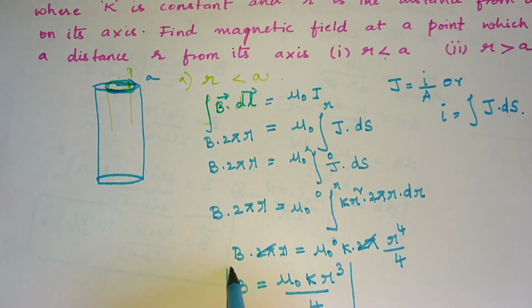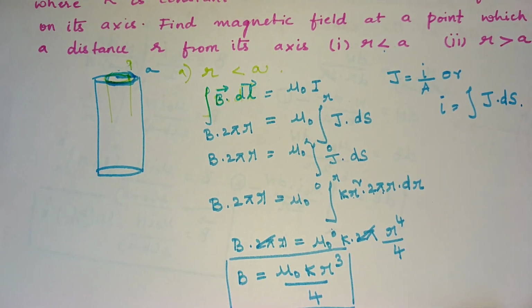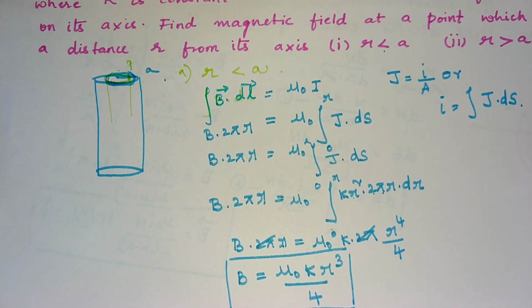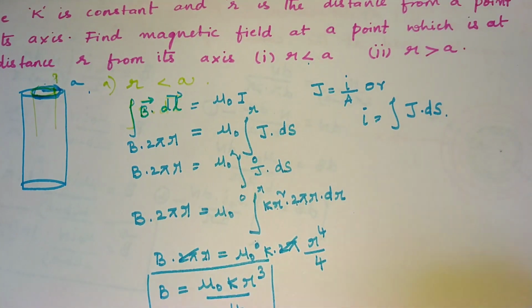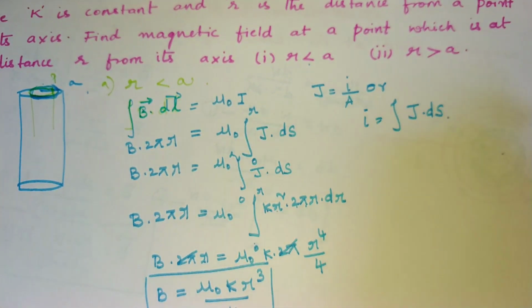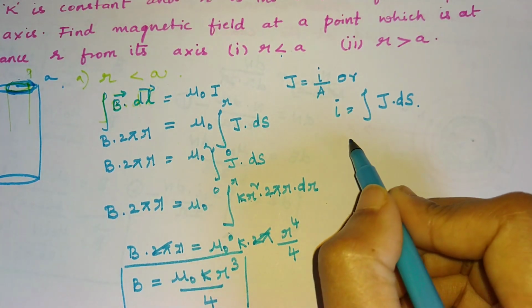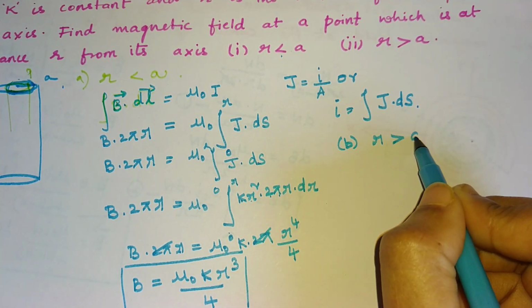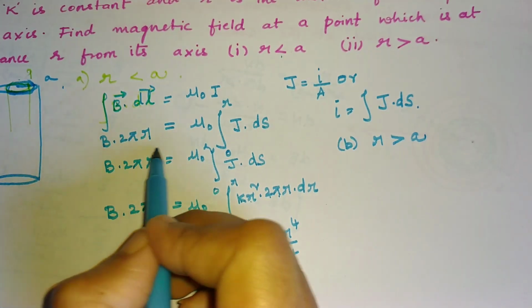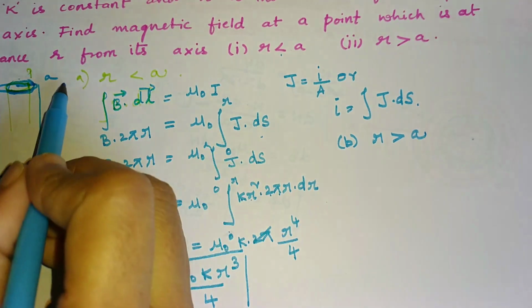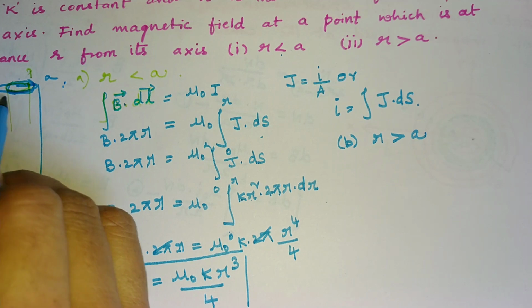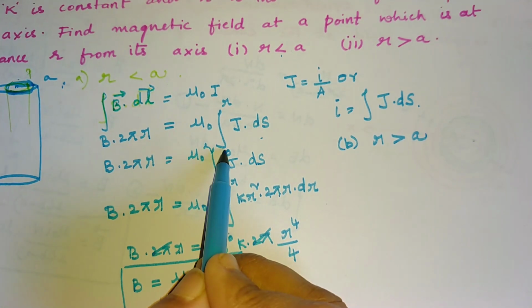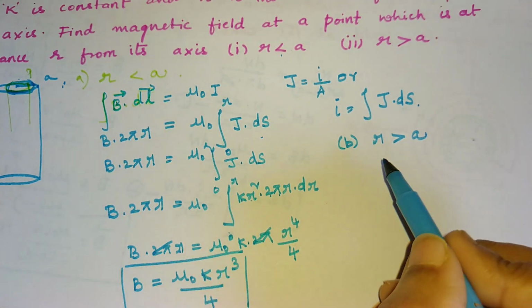This is the answer for which point? For any point which is inside the conductor. If you completely come outside the conductor, that is for case B. For the second bit, for r greater than A, again I'll use a similar relation, but when you are outside, you are enclosing the whole current which is extending from 0 to A. Okay, the limits are from 0 to A.